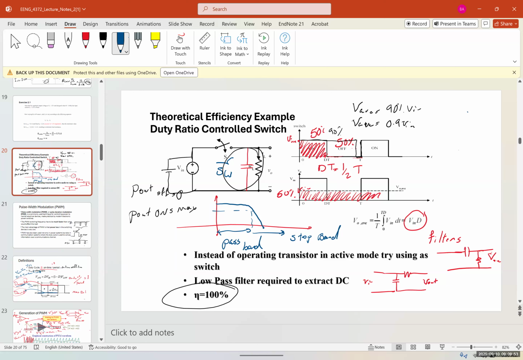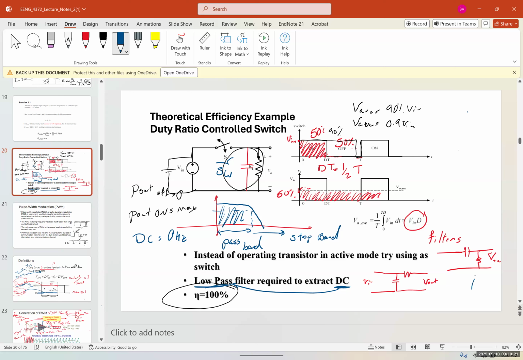What is the frequency of a DC signal? Thank you, 0. So a DC signal has a frequency of 0 hertz. So we need a low pass filter to be able to pass a DC signal. That's the reason when we want to convert to a DC, we need a low pass filter, and we want to cut off all the higher frequencies.